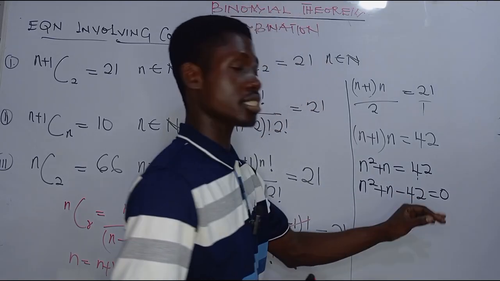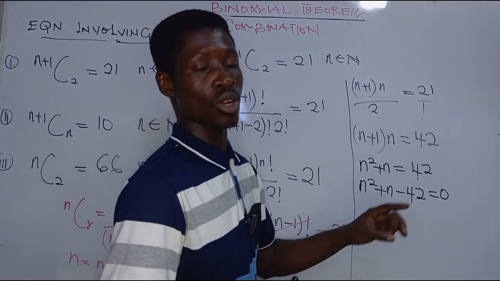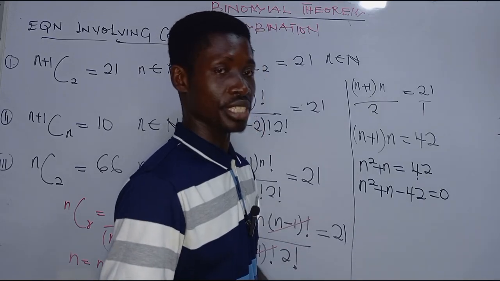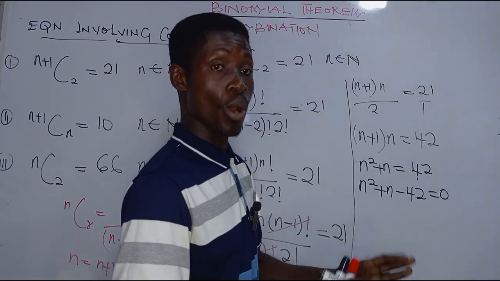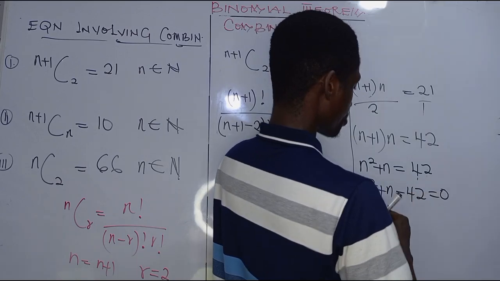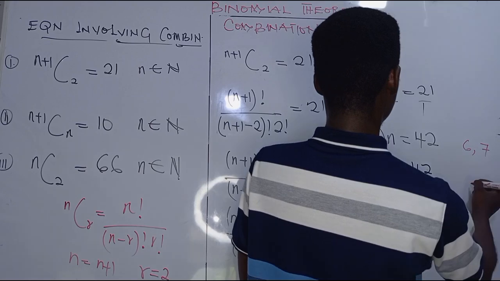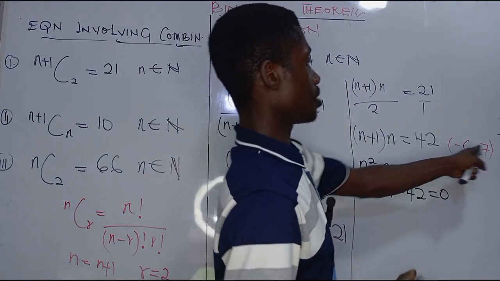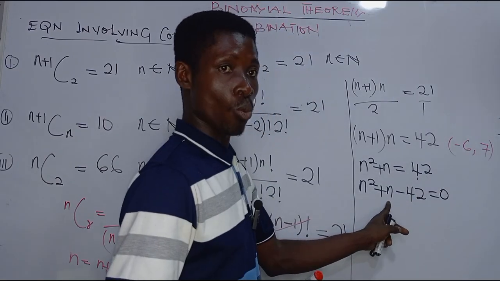And solving questions on quadratic equation, we can use factorization, completing the square, the almighty formula, or the quadratic formula. So let's use the factorization. So we are going to look for two numbers that when we multiply, we are going to get negative 42, that when we sum, we are going to get positive 1. And those numbers are 6 and then what? 7. So we have minus 6 and then positive 7. This will give us negative 42. When we sum them, we are getting 1.